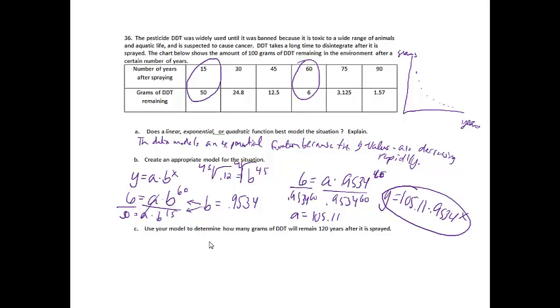It says to use your model to determine how many grams of DDT will remain 120 years after it is sprayed. So I just need to put the 120 in place of the x. So I'm going to show that 105.11 times 0.9534 to the 120th power, and when I do that I should end up getting 0.343, and my label will be grams.